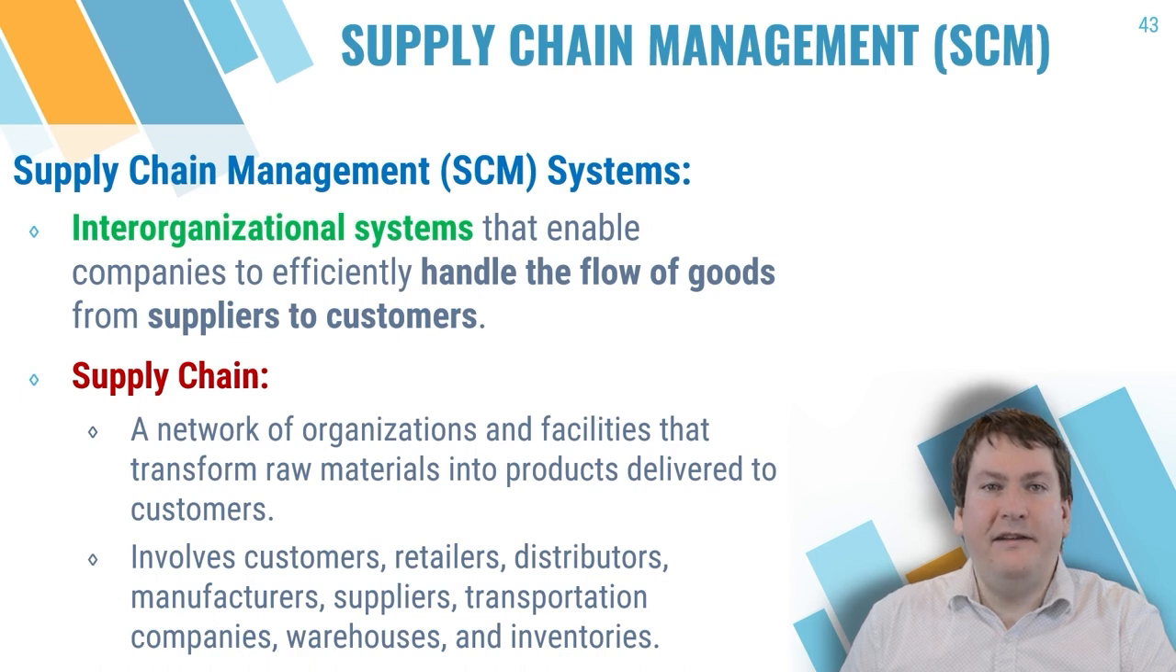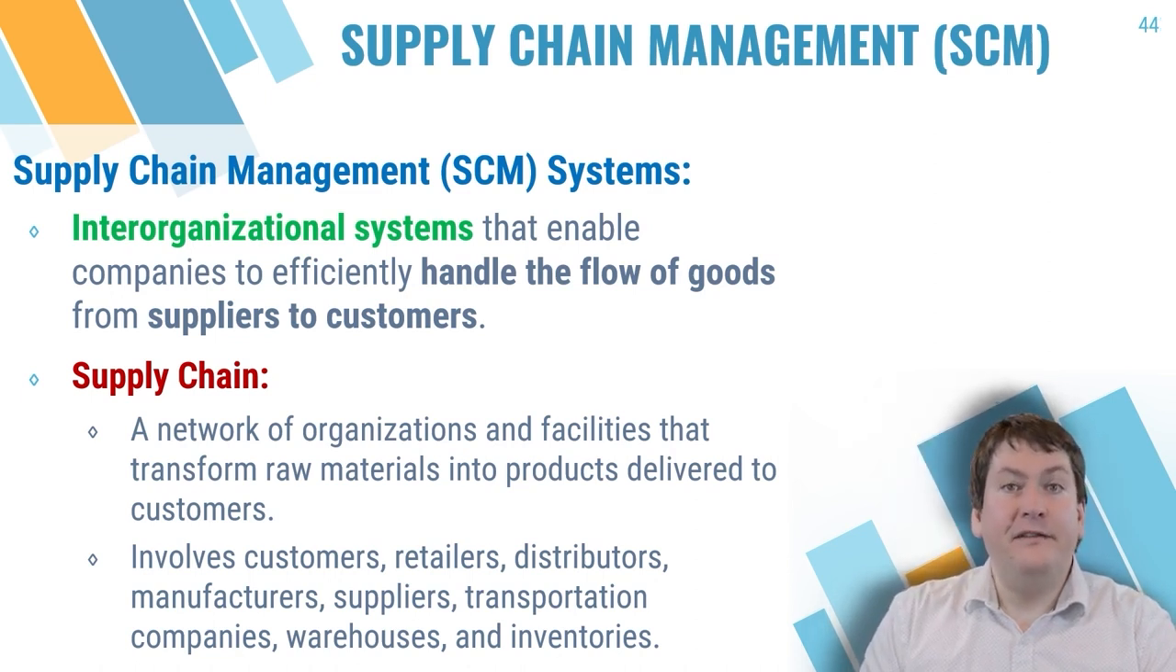Supply chains in this case are networks of organizations and facilities that transform raw materials into products delivered eventually to customers. They involve customers, retailers, distributors, manufacturers, suppliers, transportation companies, warehouses, inventories, and any other actors involved in the process of transforming raw materials into a product. SCM systems tie all of these different actors together and allow for inter-organizational communication between them.